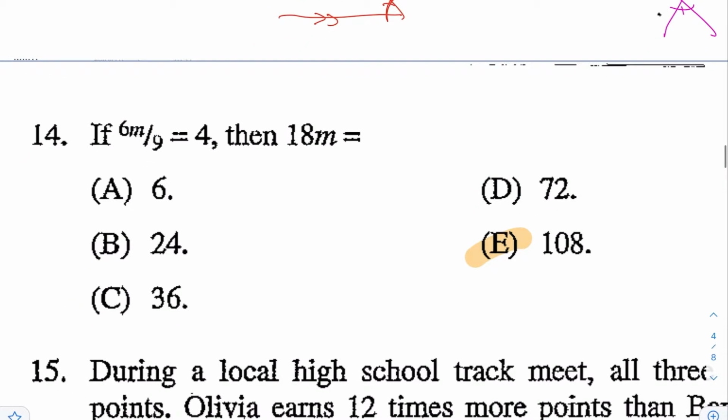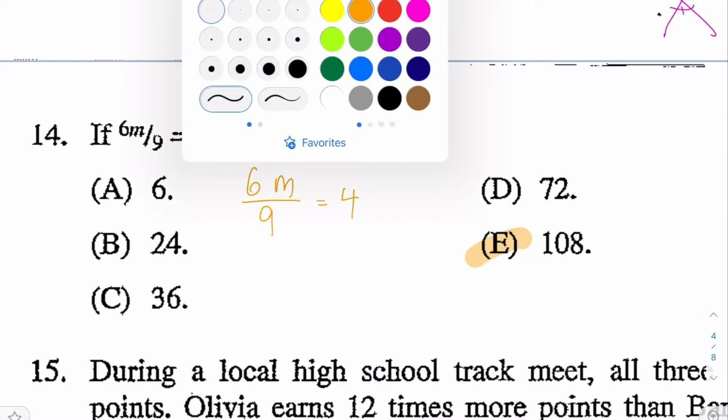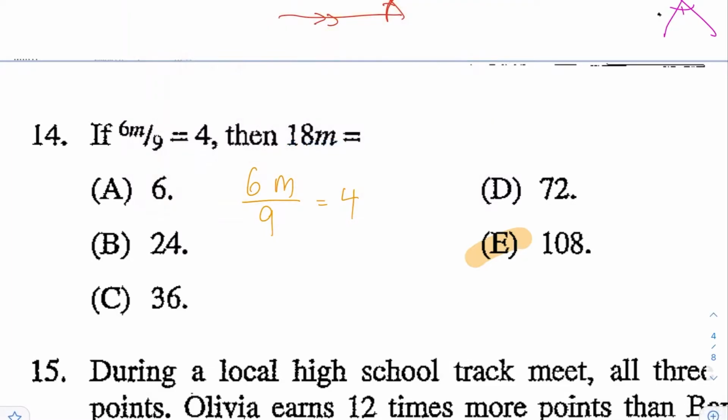Next, for number 14, if 6m over 9 is equal to 4, then 18m is equal to. So here you have 6m over 9 is equal to 4. And here you can actually cross-simplify the 6 and the 9 in the denominator cancels to form 2/3. So you really just have 2/3 of m is equal to 4.